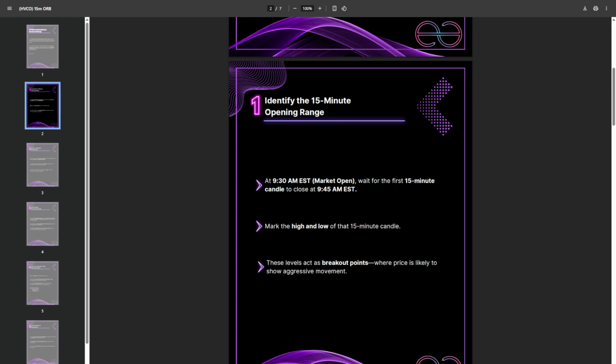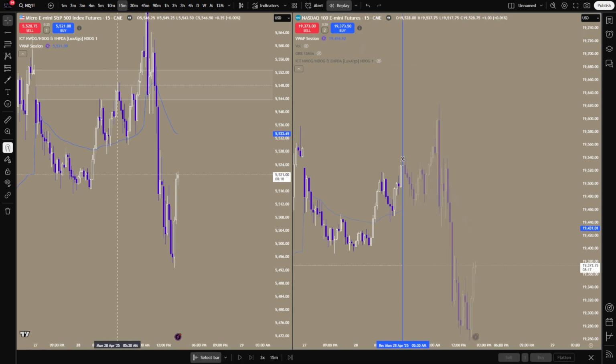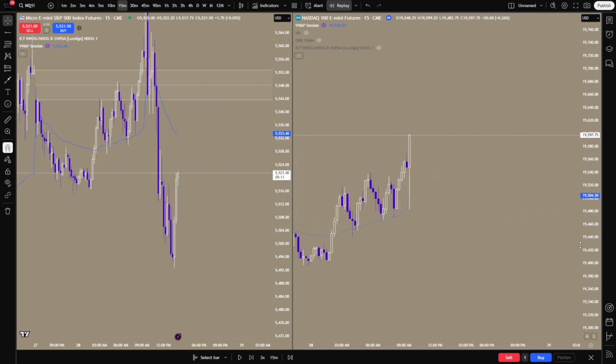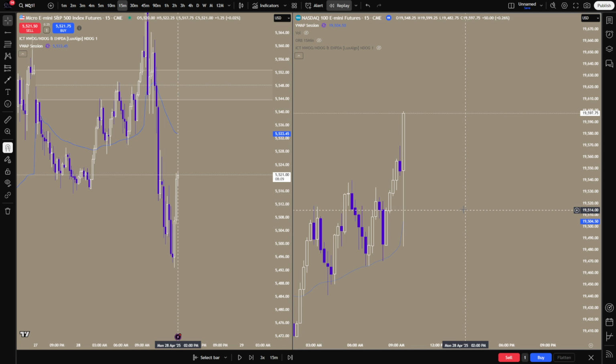So again, I talked about this already, but identifying the opening range: how are we going to do this? Well, let's go to the charts. I'm going to use the replay tool right now so we can go back and have a clear idea. I'm going to go over today's opening range. What we're going to do here is on the very first candle of the day. Remember, 9:30 a.m. New York time.